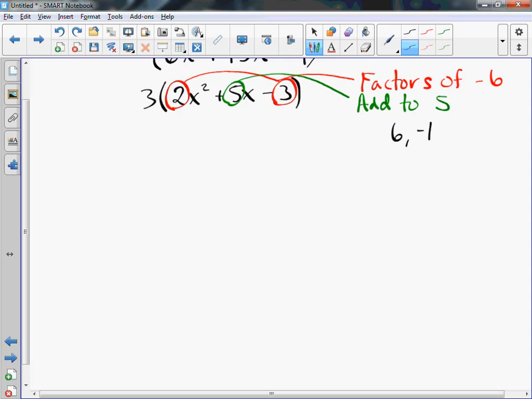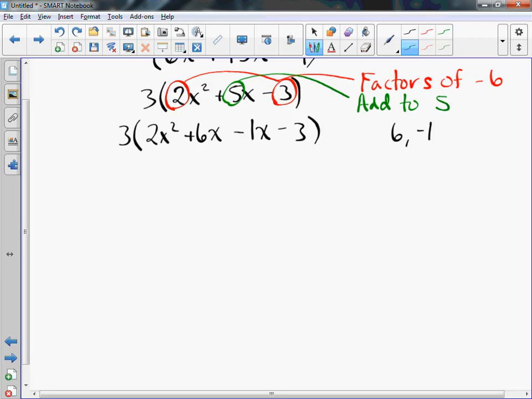So I'm going to divide up my middle term. I'm going to leave the 2x squared. I'm going to separate the 5x. It doesn't really matter how you do it. I'm going to do plus 6x minus 1x minus 3. And now I'm going to group. And that 3, I know it's annoying out there, but I'm going to leave it out there and work with everything on the inside.